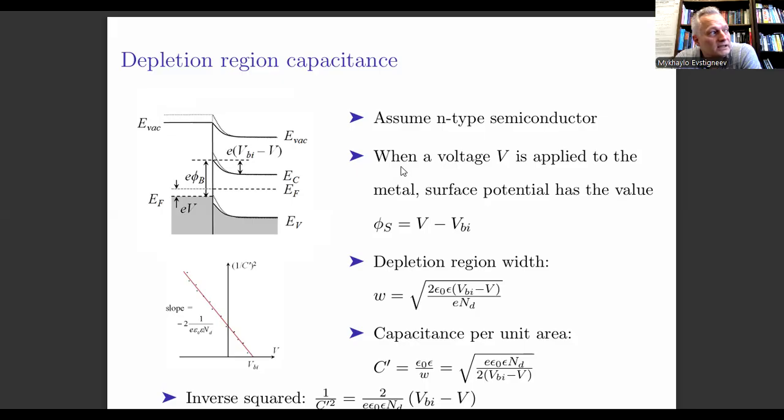And of course, a similar expression holds if your semiconductor is of p-type, with 2 differences. One difference is obvious. You need to replace the donor concentration with acceptor concentration. And second, the difference between the built-in voltage and the applied voltage changes sign. So in the brackets, it will be V minus V built in.